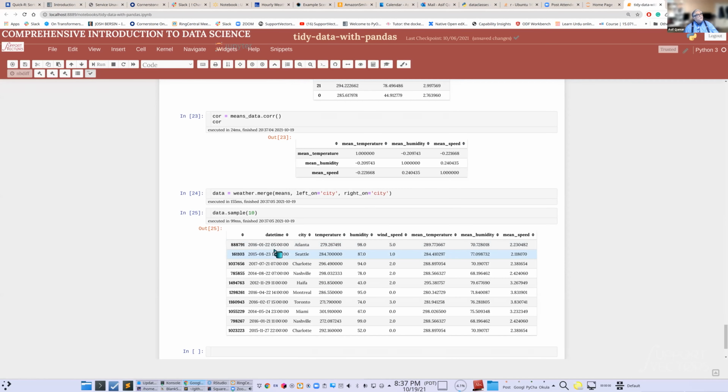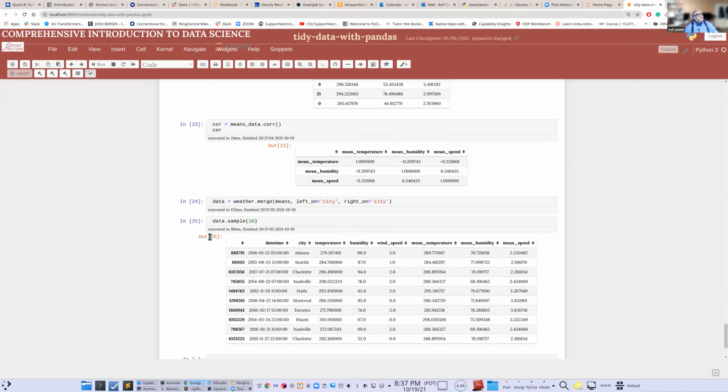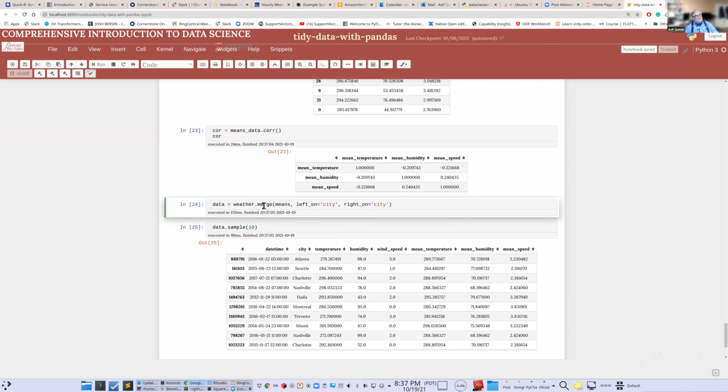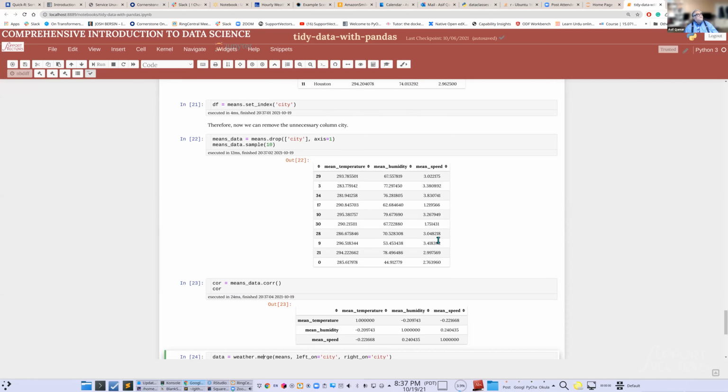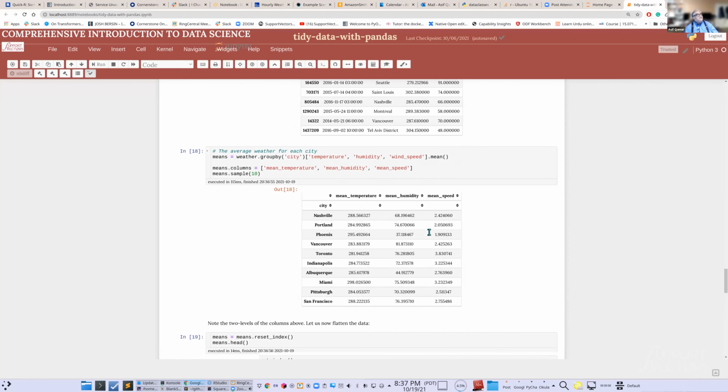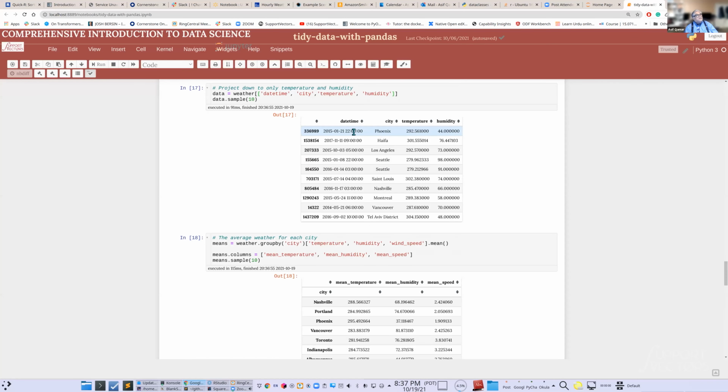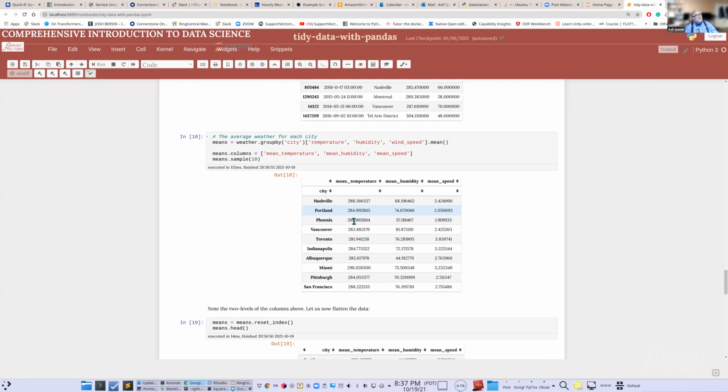So now, what else do I want to say? Do you notice that when you merge on city, left on city, right on city, values will get repeated? Because if you look at this data, we have dates here. Phoenix has a date, and there are many rows of Phoenix. But when you look at the mean data, Phoenix here has just a mean temperature. There is no date associated.